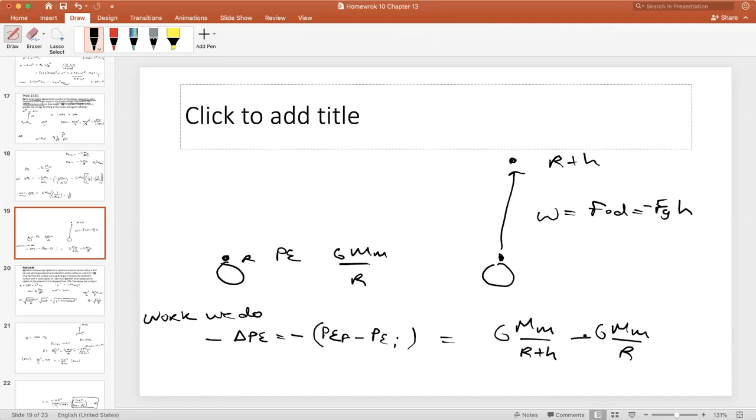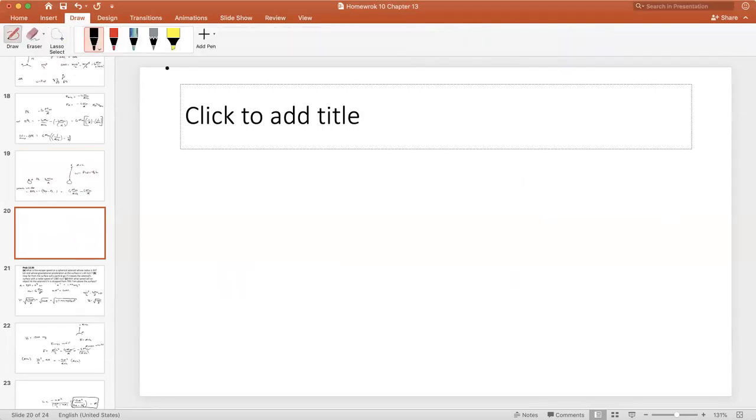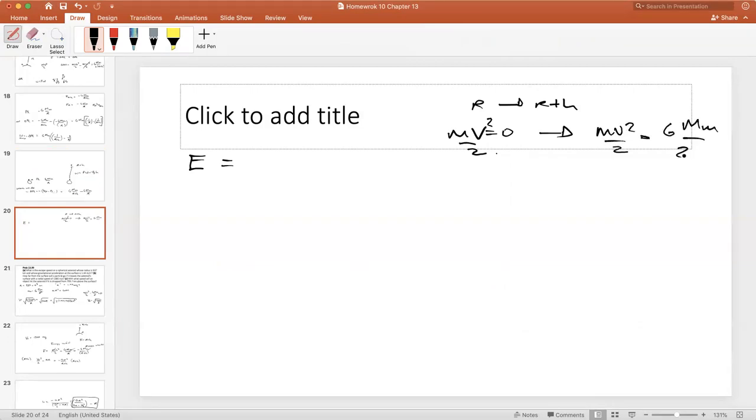It is a mess. So let's see if we can make some sense of the whole problem, and we're going to come back to this. So we want to know the energy required to move it from R to R plus H, and to change its V from 0 to mv squared over 2 is equal to Gmm over 2R plus H. Okay.